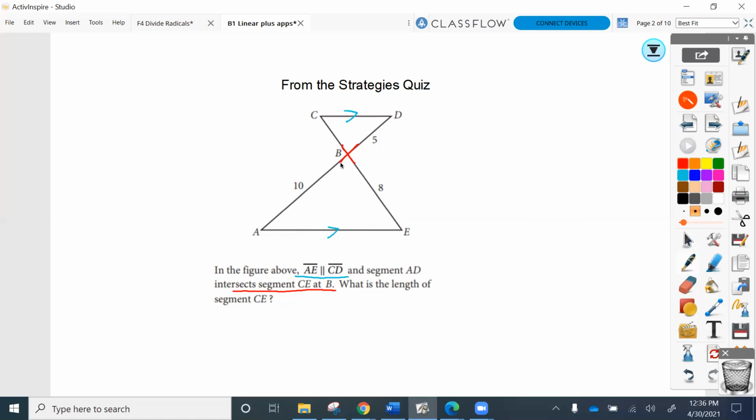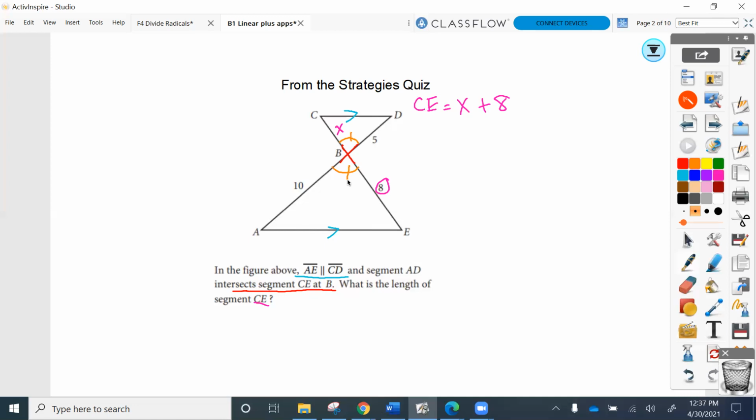So notice you already have part of CE. So what you need to find out is what that part is, right? Because you can say that, well, let's say CE equals X plus 8. All right, well, what we have here are similar triangles. So if you mark these, we know that this angle is the same because it's vertical angles.